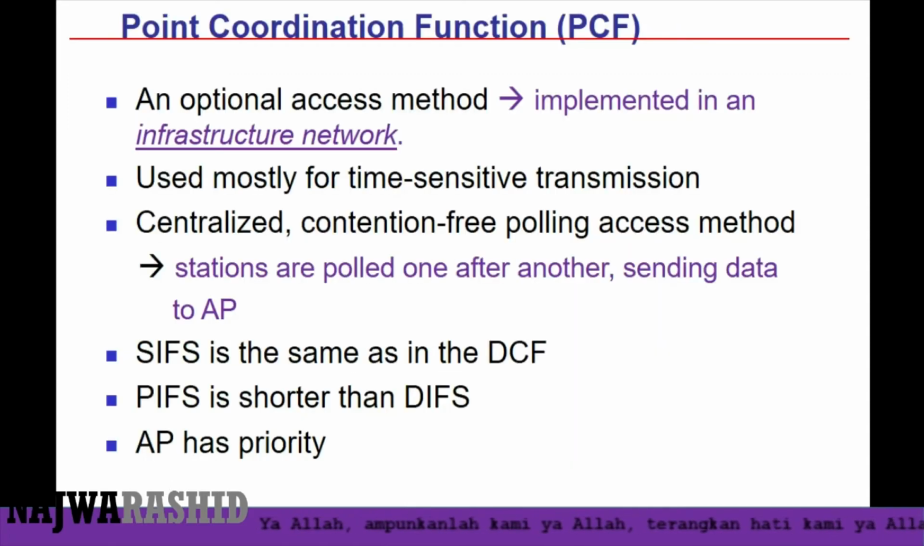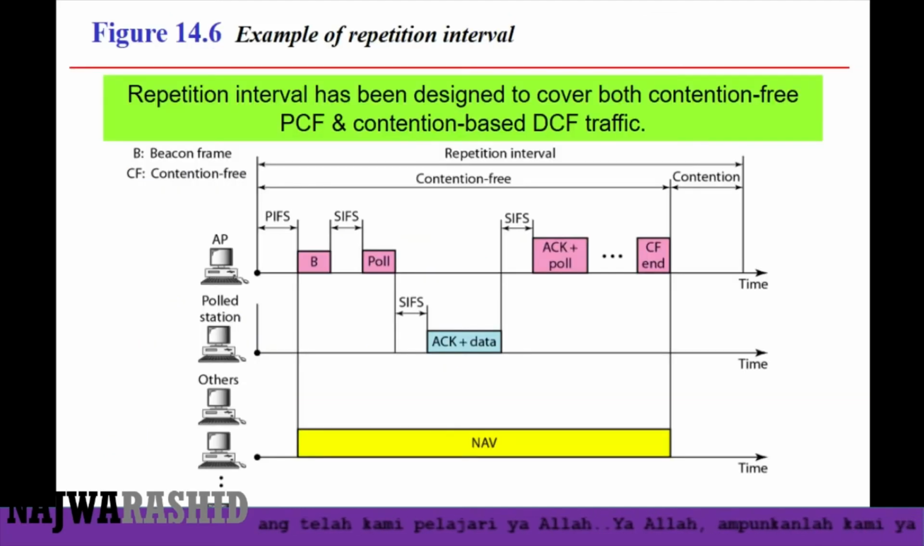For point coordination function, PCF, an optional access method, this is implemented in an infrastructure network. So this is under wireless connectivity with the AP, access point. It is mostly for time sensitive transmission, and it is a centralized contention-free polling access method. Stations are polled one after another, sending data to the AP. So it uses the polling function. CIFS is the same as the DCF, and PIFS is shorter than the DIFS. So the AP has the priority to send and receive.